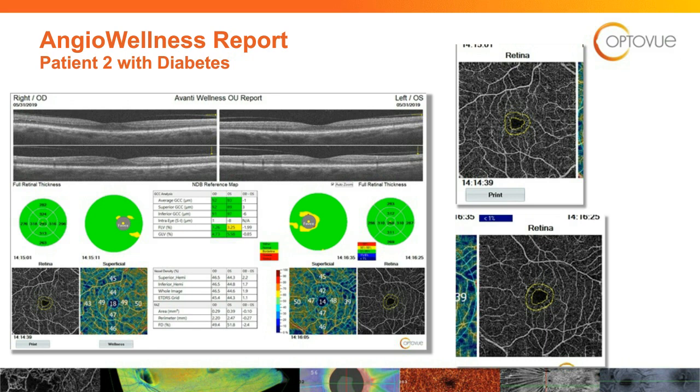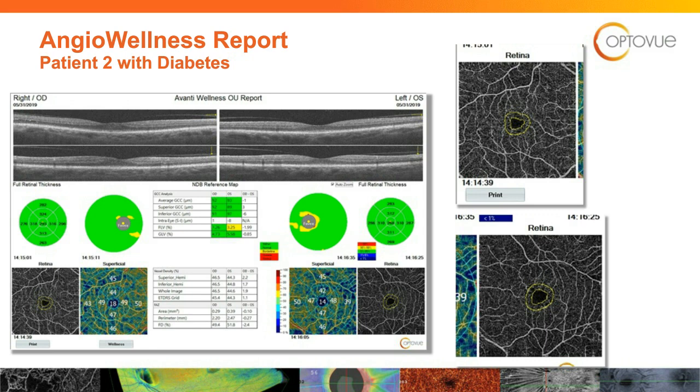But if you look at the pictures to the right, where the foveal avascular zones are copied and pasted and then blown up, you can see that they're not perfectly round. They're a little bit oblong, and the left eye is a little bit larger than the right eye. You can tell that by looking at the numbers down there in the box.